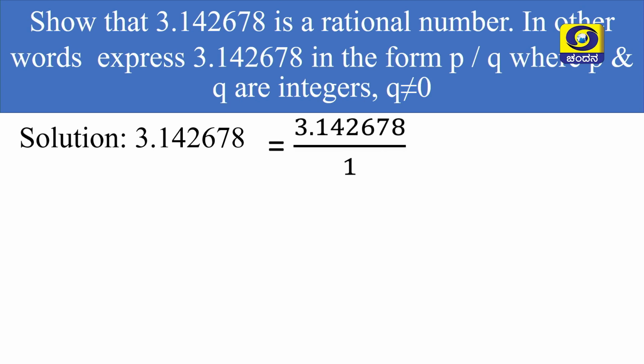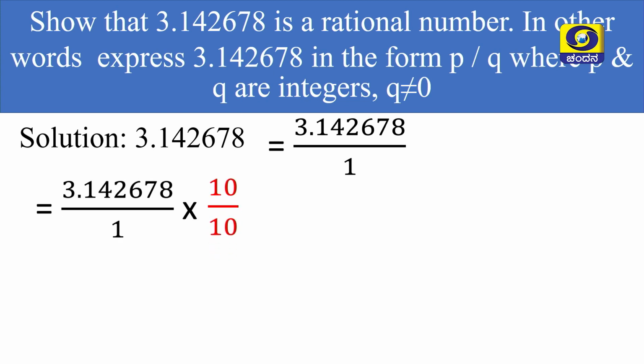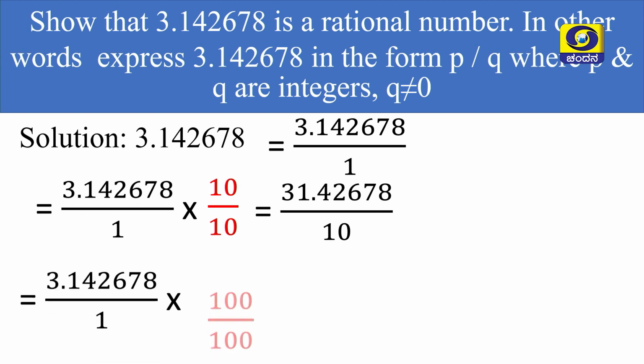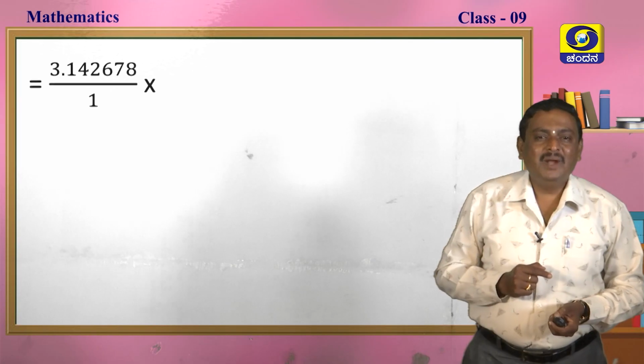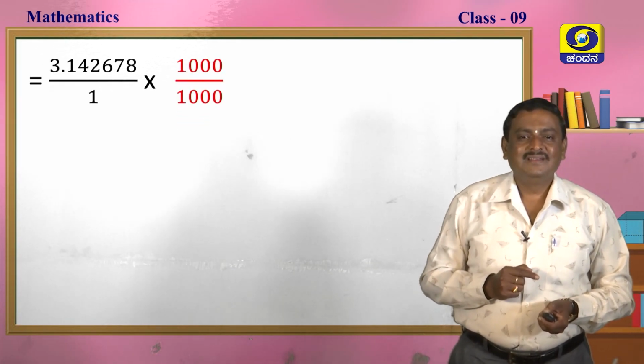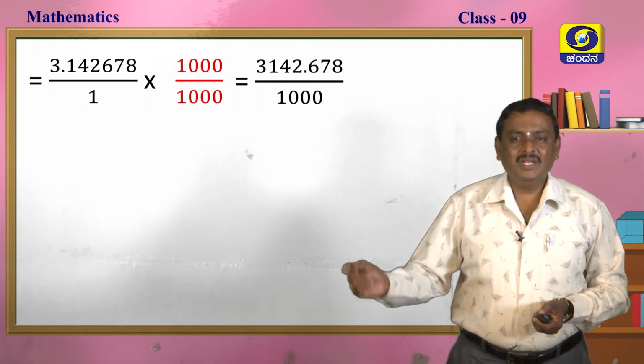Now, 3.142678 can be written as 3.142678 by 1. Now, multiply numerator and denominator. See the magic. See, the decimal point moves towards the right side, my dear students. 3.14, now if we multiply, we will get 31.4. Again, if you multiply by 100, see, another digit is jumped, my dear students. If you multiply it by 1000, see, another digit is jumped.